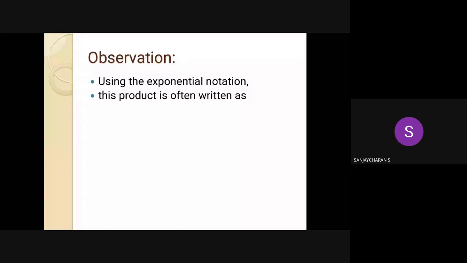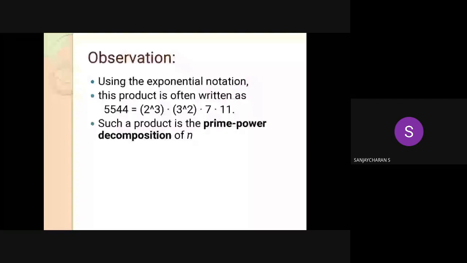Another observation. Using exponential notation, this product is often written as 5544 equals 2 cube into 3 square into 7 into 11. Such a product is the prime power decomposition of n.